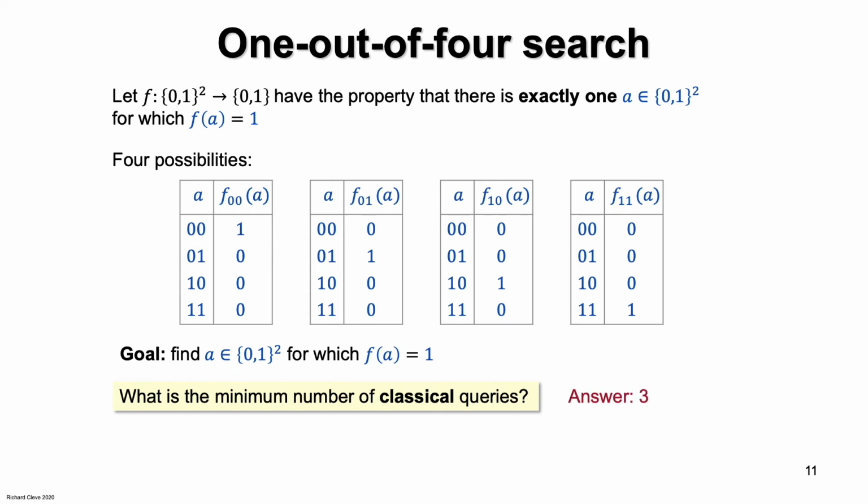The answer is 3 queries. You can query the first 3 places and see if one of them evaluates to 1. If none of them do, then by process of elimination, you can deduce that the 1 must be in the 4th place. Now, what about quantum queries? Let's try to find a good quantum algorithm for this.